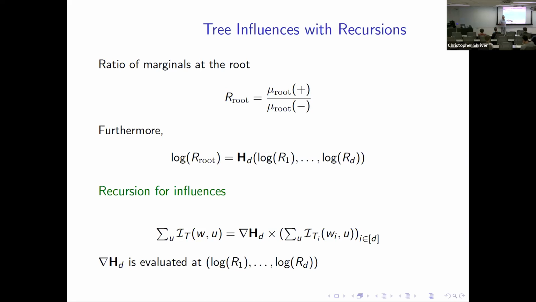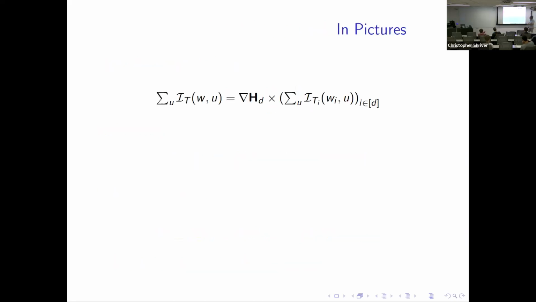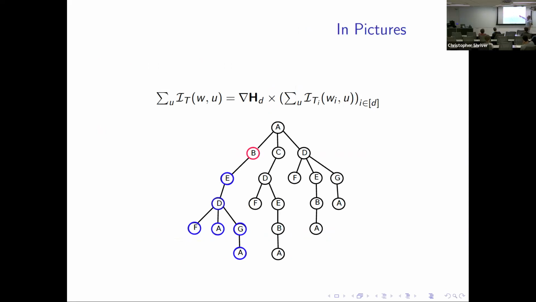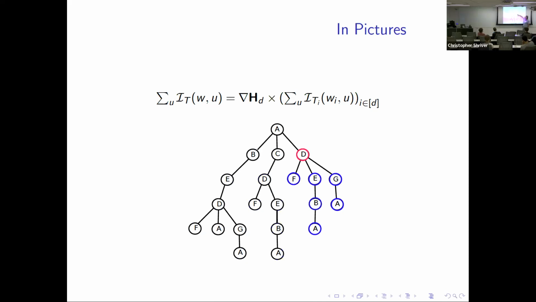So I take the gradient of H and take this inner product here. The gradient is evaluated at these values here. So what this vector is, maybe I can draw you a picture. The first component is the influence of B to the vertices hanging from B, in this subtree. I forget the rest of the tree. The second component of this vector is the influence of C to these vertices here. And the third component, similarly, this one here. And I take the inner product.